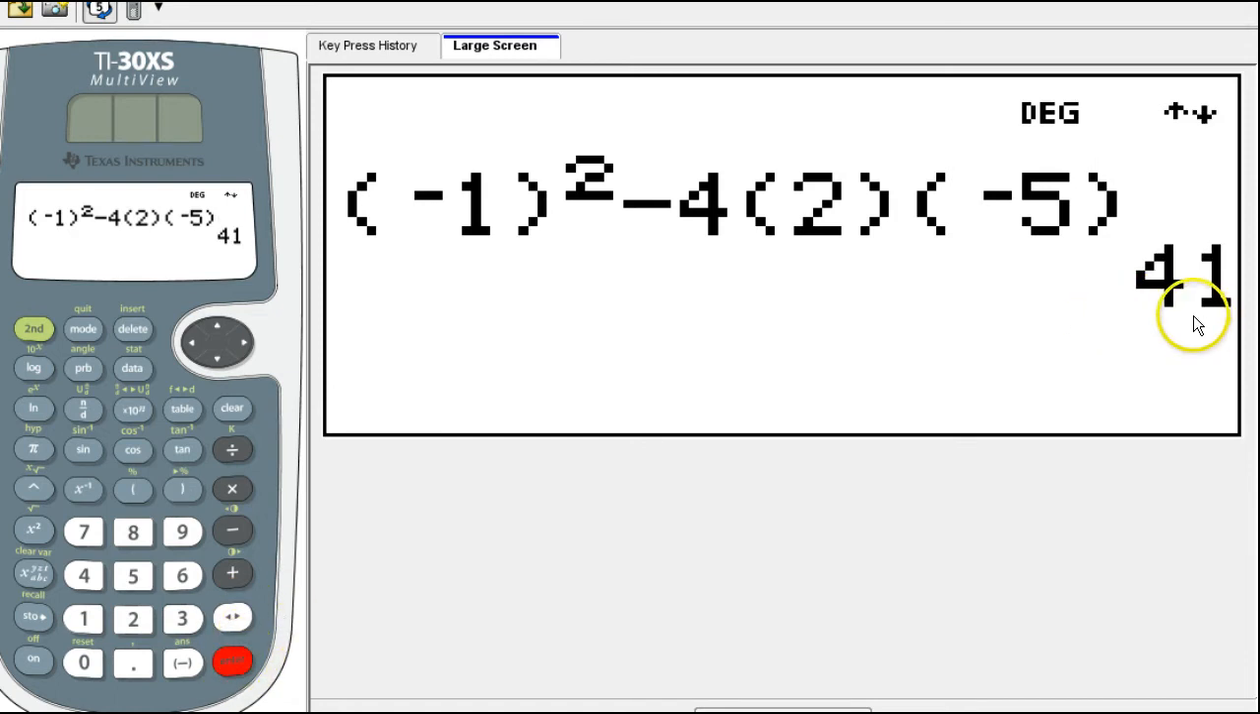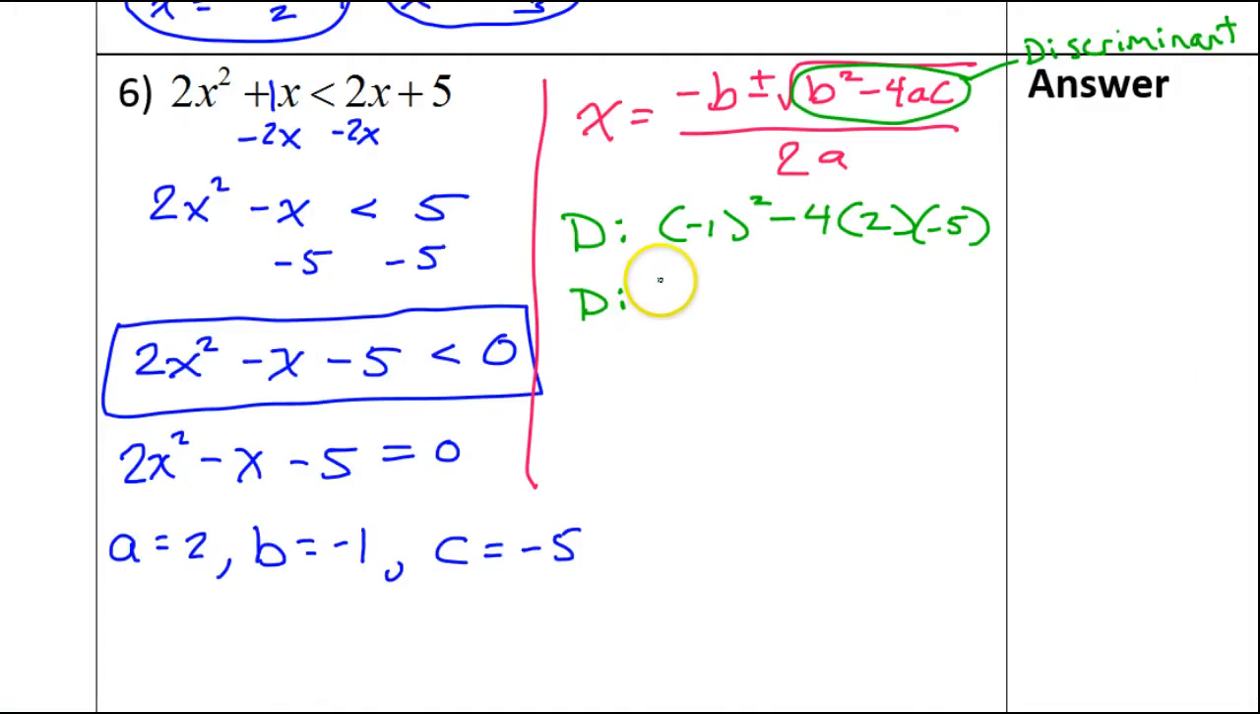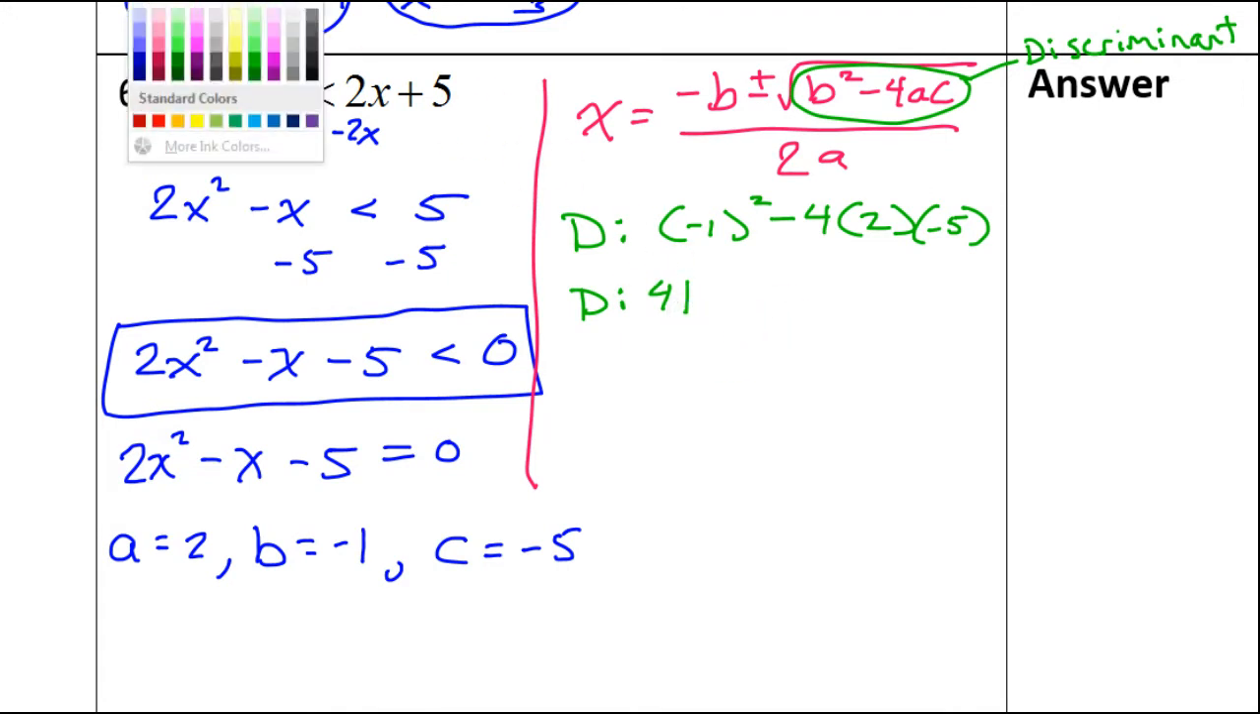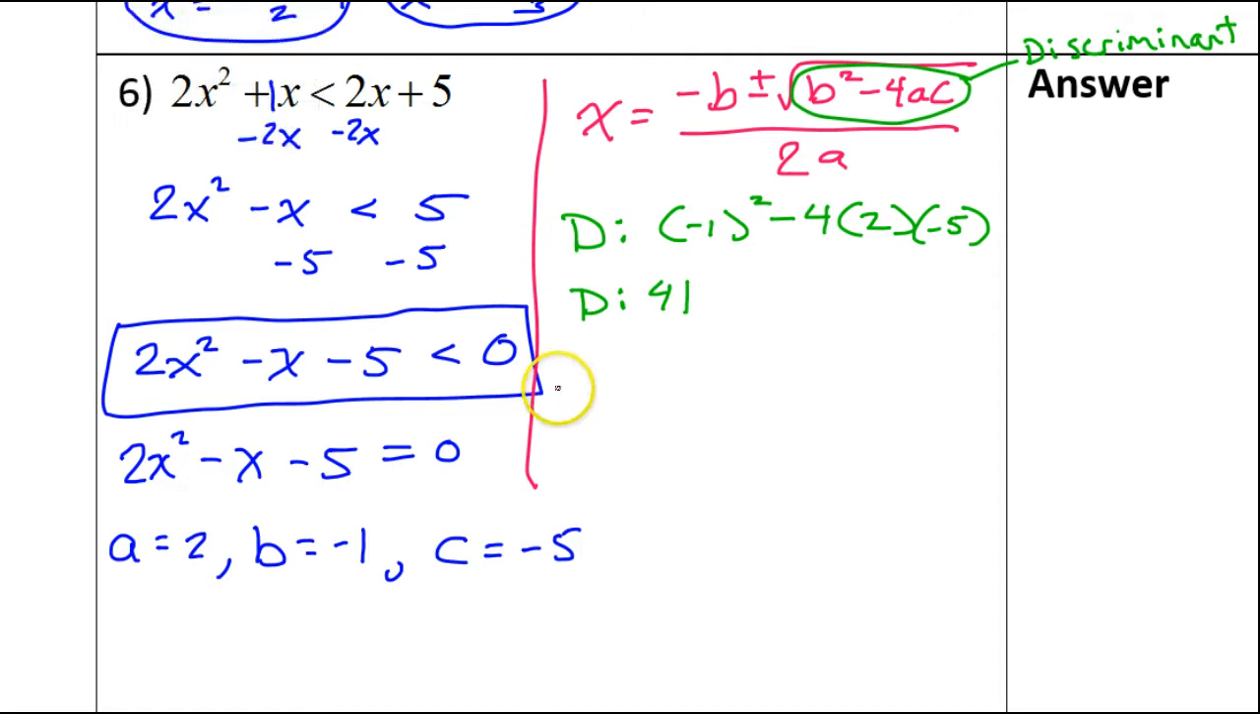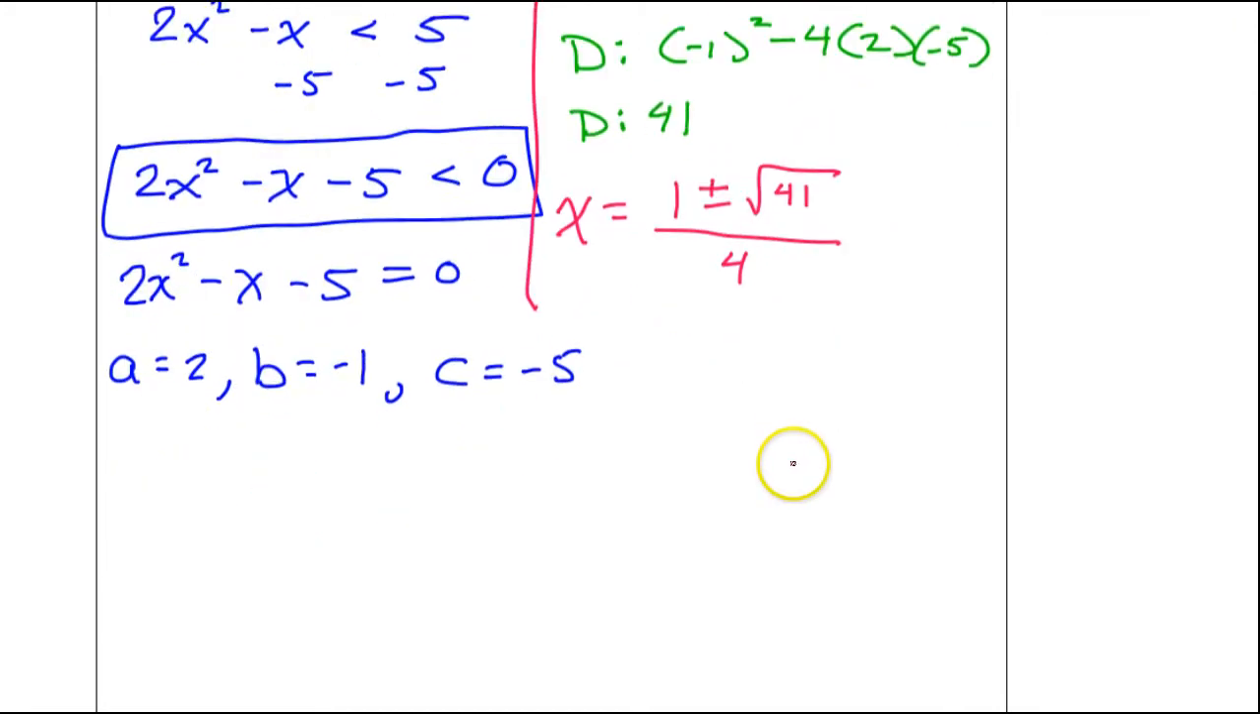The discriminant is 41. Now we can go ahead and do the rest of the problem. So x is equal to the opposite of b, so that means positive 1 plus or minus the square root of the discriminant, which is 41, all over 2a. Well, 2a, that's 2 times 2, so that's going to be 4. 41 is a prime number, so this cannot be simplified any further.